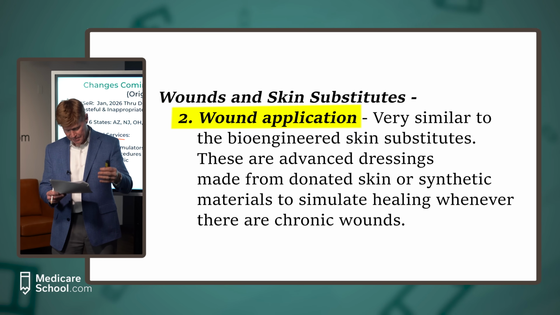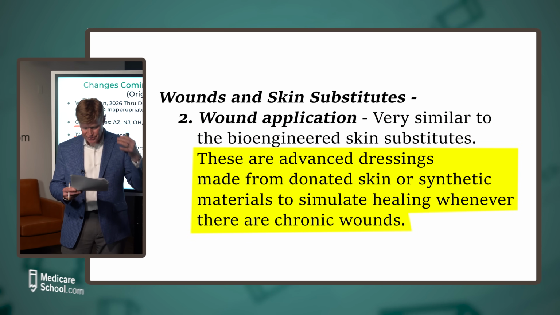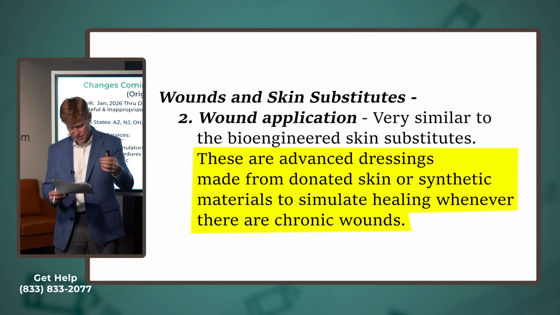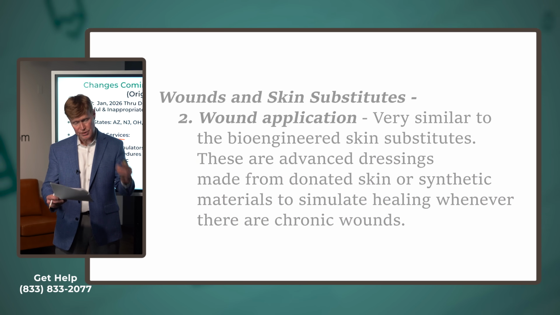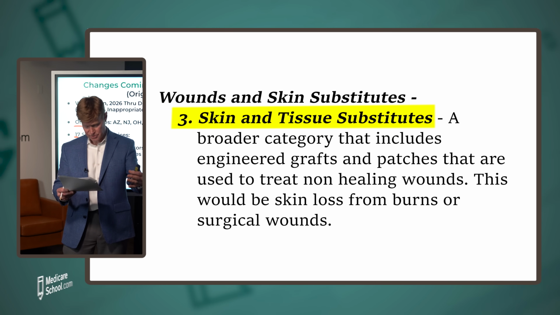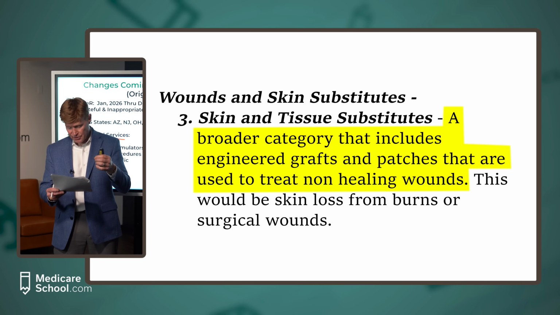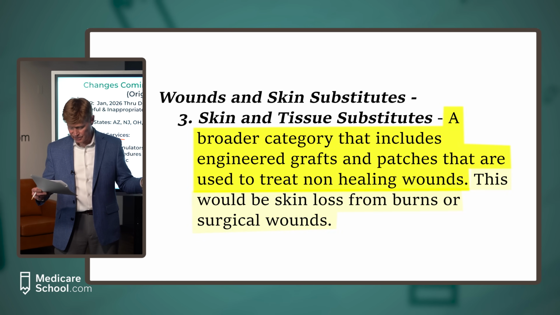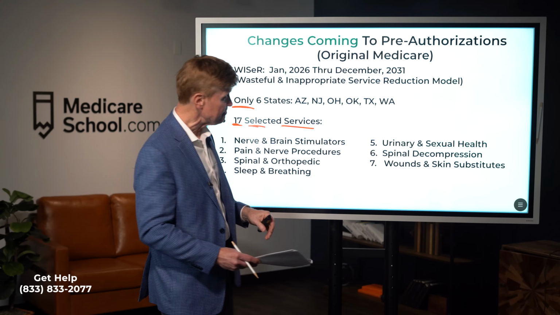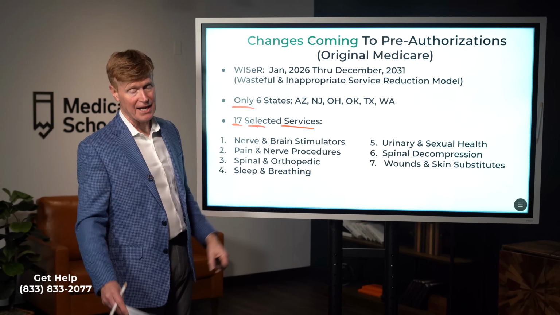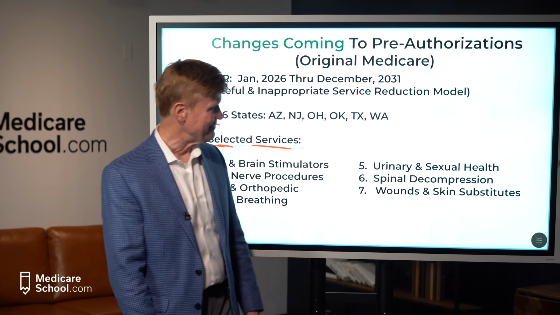Another one would be wound application, and this would be very similar to the bioengineered skin substitutes. These are advanced dressings made from donated skin or synthetic materials to stimulate healing whenever there are chronic wounds. And lastly, skin and tissue substitutes. This is a broader category that includes engineered grafts and patches used to treat non-healing wounds. They just won't heal up. This would be skin loss from burns or surgical wounds. And so these are the items that are now going to be added. And again, there's 17 of them now. So we had a dozen, now we have 17 more. And as I said, of the 7,000 that Medicare will cover.